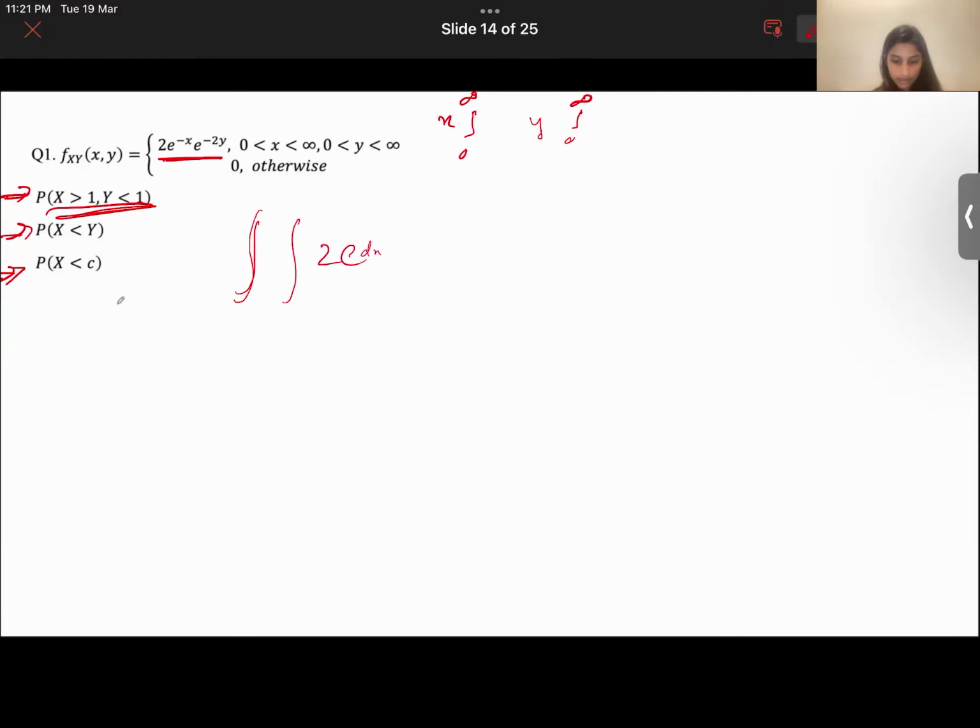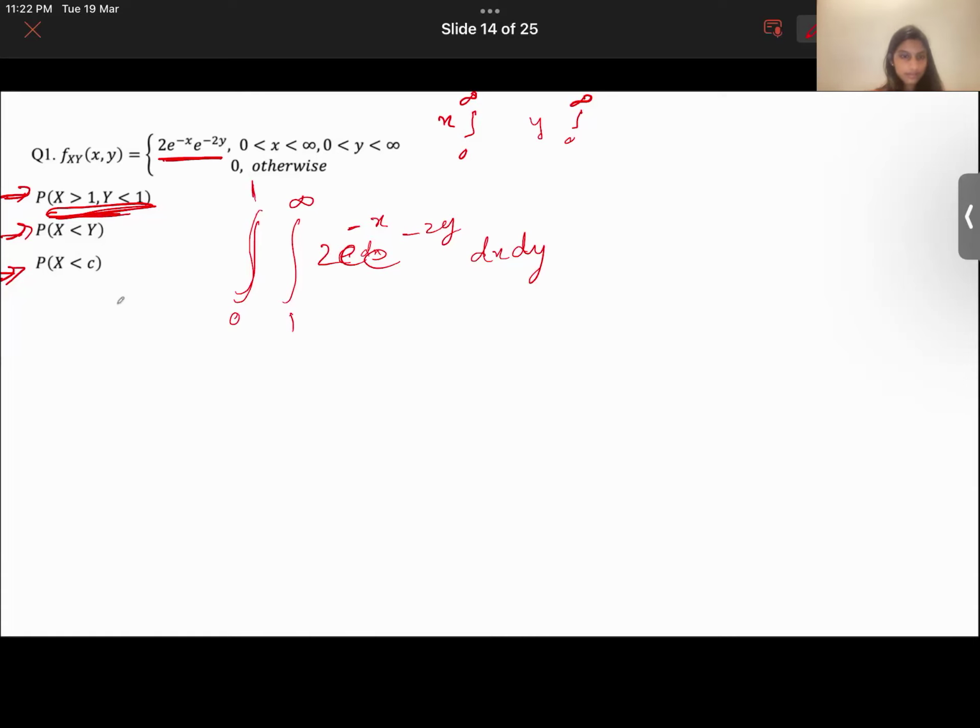So let's just do it. You write 2 e power minus x, e power minus 2y, dx dy. We are integrating dx first, so the inner limits would be the limits of x. It says x goes from 0 to infinity, but in this condition, x starts from 1, so the limits of x would be 1 to infinity. Similarly y goes from 0 to infinity, but y is less than 1, so the upper limit here is 1.